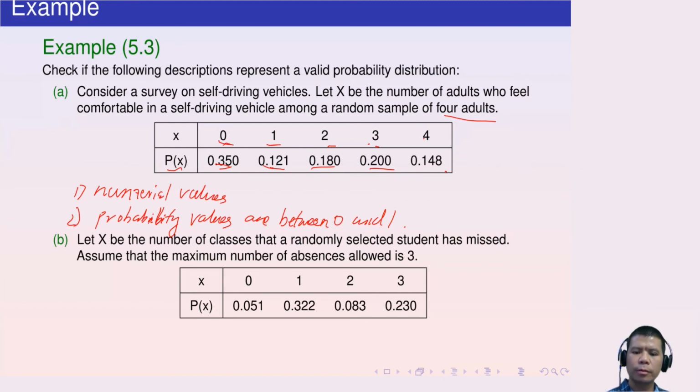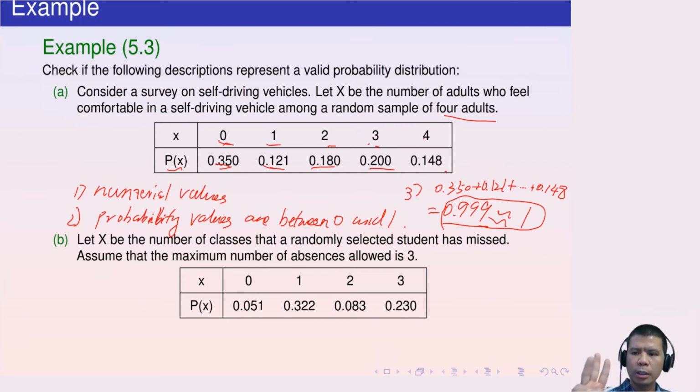And thirdly, the summation. If you take the summation 0.350 plus 0.121 plus 0.148, and so on, if you add them up, you will get 0.999. Using the calculator, you can find that this summation is 0.999, which is very, very close to 1, right? This might be due to a rounding error. So as we said, these three conditions all hold. Therefore, yes, it is a valid probability distribution.